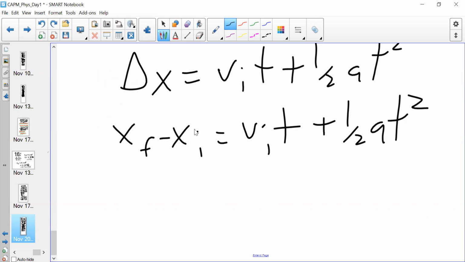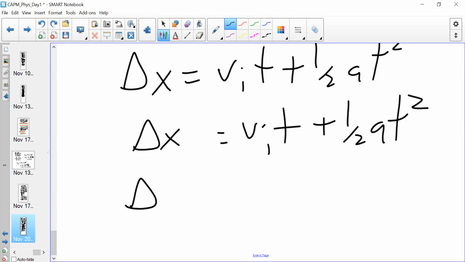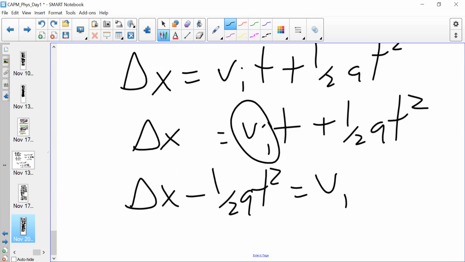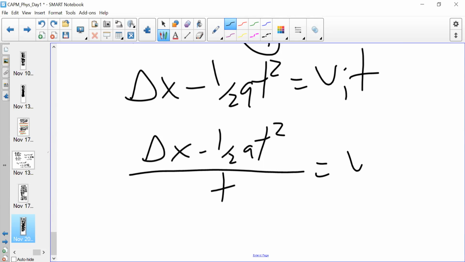So let's see, delta x, and we want to find the VI. So what we have is delta x. We want to subtract one half a t squared because we're trying to isolate this guy. As in any good algebra problem, we put everything else on the other side and leave the unknown on one. So that becomes delta x minus one half a t squared, divided by t, equals VI.